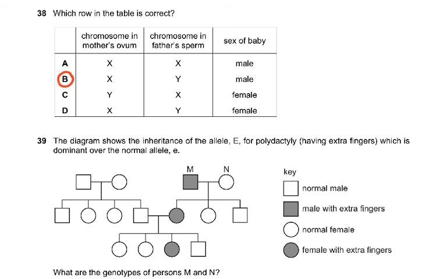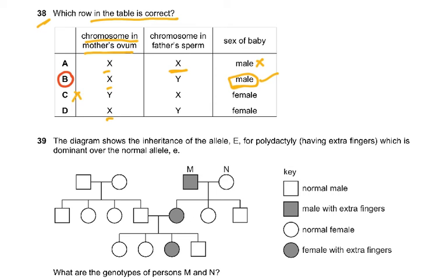Now question 38, which row in the table is correct? The chromosome in the mother's ovum, the female gamete, is only X, X, X, X. The C was totally wrong. Then the chromosome in the father's sperm, X. If it's XX, then the sex of the baby would be a female, it can't be a male. If it was XY, then it would be a male, so this was correct.